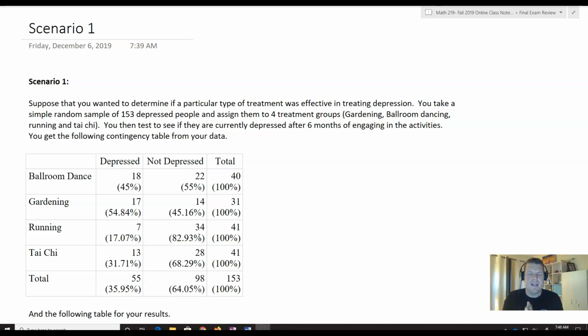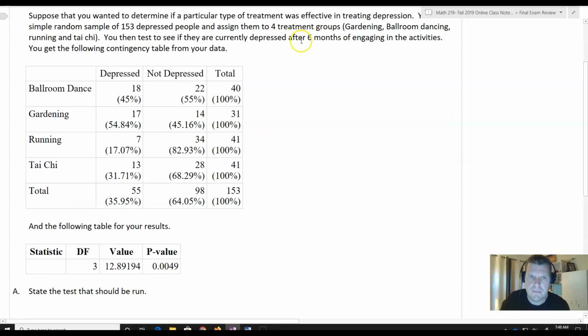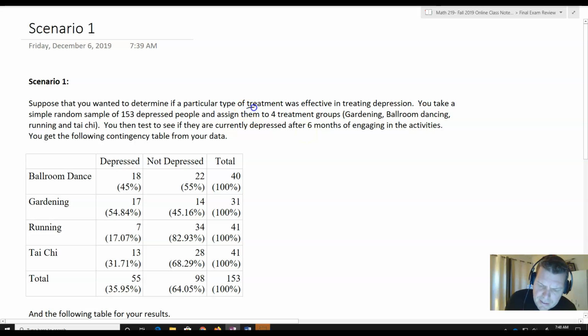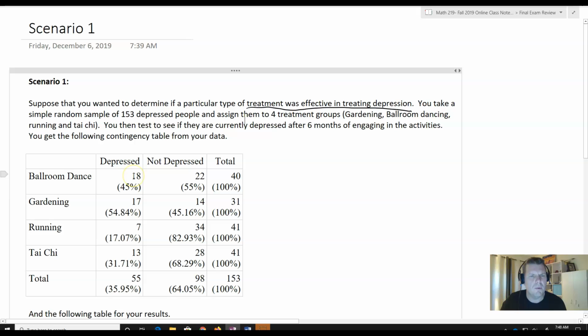So we take a look at this, and I'm going to make some observations. If I want to ask myself whether the treatment was effective in treating depression, because that's the basic question, I'm seeing which one was the most effective. Of the groups, we could either look at the percentage that were depressed or the percentage that were not depressed. And be careful, just like with any other contingency table, it's not actually the total number, it's the percentage. Because you'll notice, for example, only 31 people were gardening, and instead we had 41 people running. So those totals are going to be a little bit deceptive.